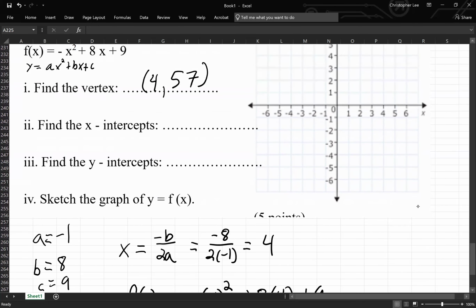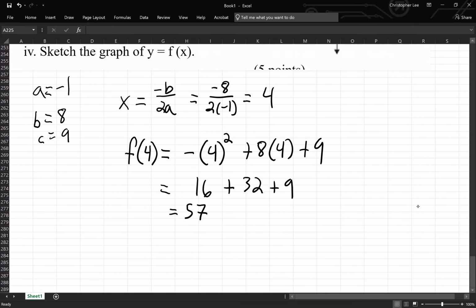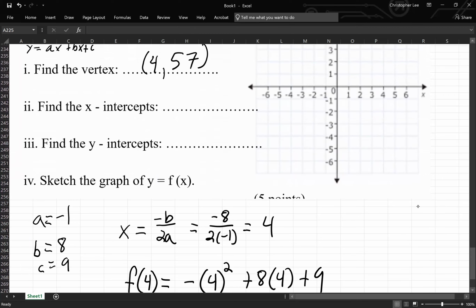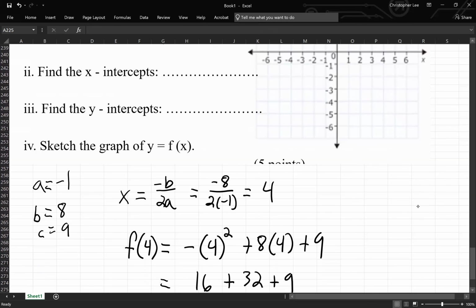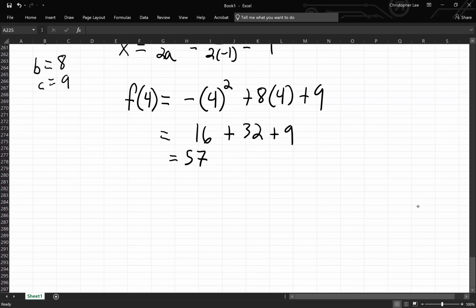Next, they ask us for our x-intercepts, right? Now, remember, your x-intercept, right, is where the graph is going to cross the x-axis when y equals 0. Long story short, how do I find that? Set the equation equal to 0, right?